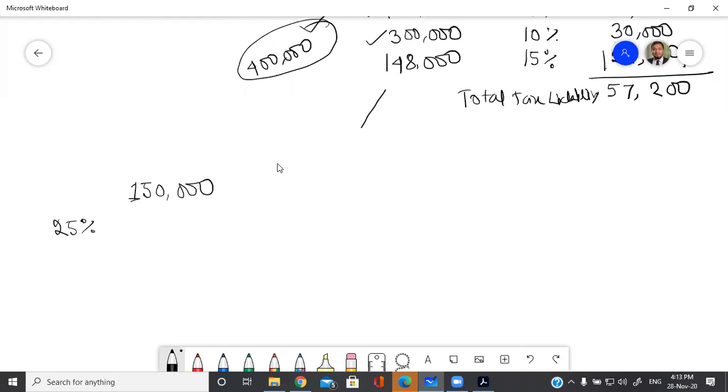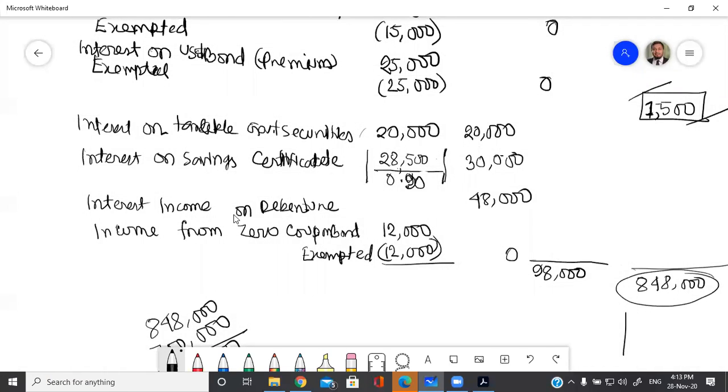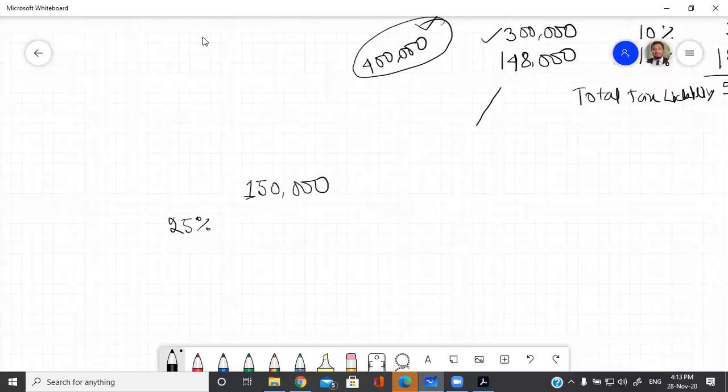Yes, sir. Which one? 10% TDS, government savings certificate. Yeah, because the TDS on savings certificate is the final tax liability. So what is that amount of income? 28,500 or 30,000? 30,000. So what you need to do now?